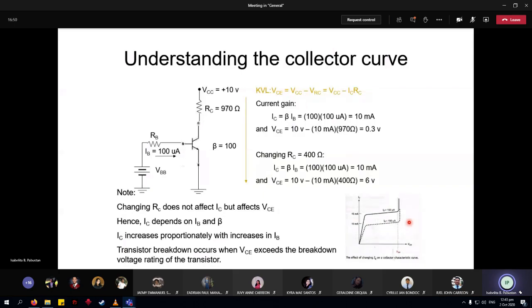Okay? So, syempre, each transistor na may iba't ibang part number, they have different characteristics. But then, of course, the appearance will be the same. Pare-parehas sila ng itsura. Okay? Yun lang mga values ang magkakaiba-iba.